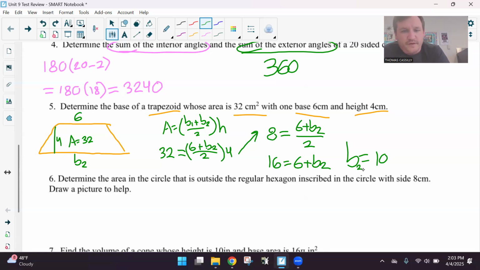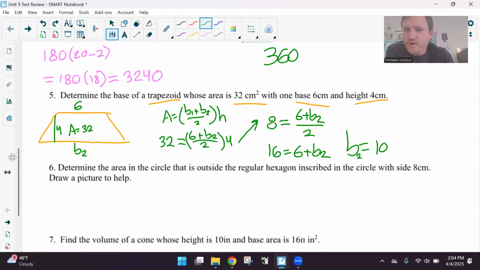Then I multiplied both sides by 2. Subtract the 6 over, I got a 10. That's left over. So, always draw pictures when you need to, and write the formulas out, right? So what are we working with? We're working with trapezoids, so write out the area of the trapezoid formula, fill in what you know, all that good stuff.